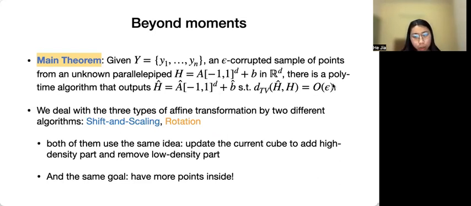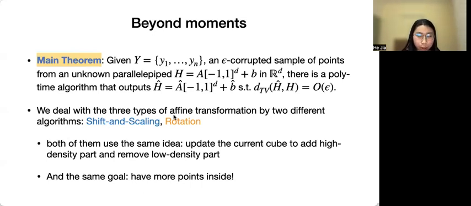We'll deal with the 3 types of affine transformations. We introduced these 3 types at the beginning, in the affine transformation definition. So we divide them into 2 parts, and we'll deal with them using 2 different algorithms. The first one is shift and scaling, and the second one is rotation. Although we have 2 different algorithms, both of them follow the same idea.